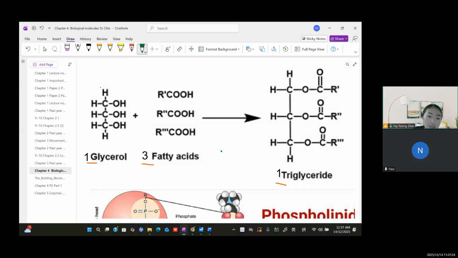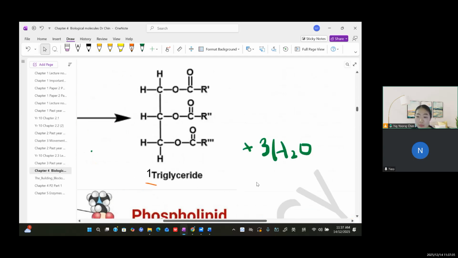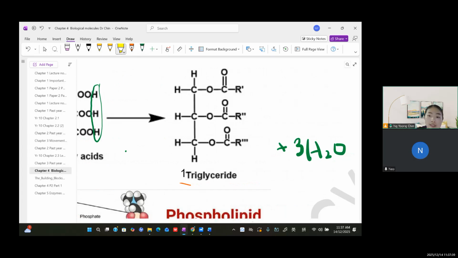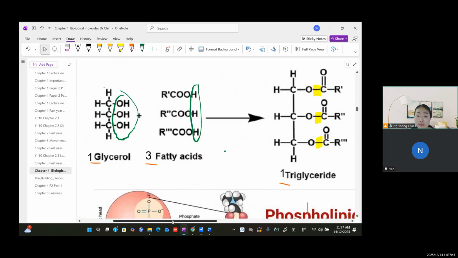Here they actually remove from here to here. So that's why H plus OH become H2O. By this way, they can form 3 water molecules. So where is the ester bond? The ester bond is here. It's a bond joining between the fatty acids and the glycerol.